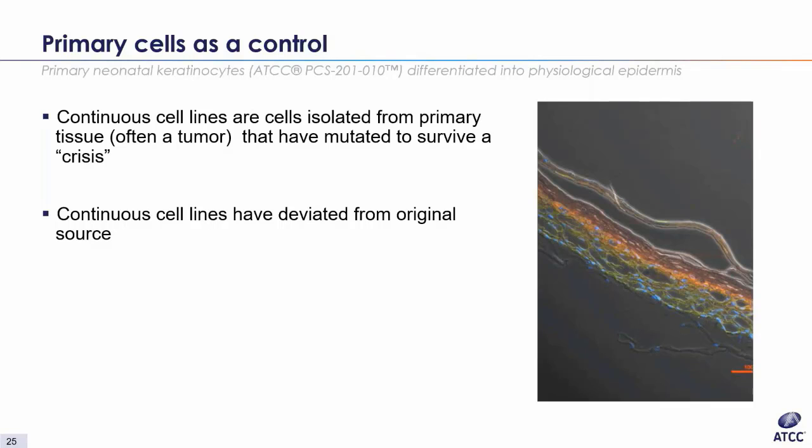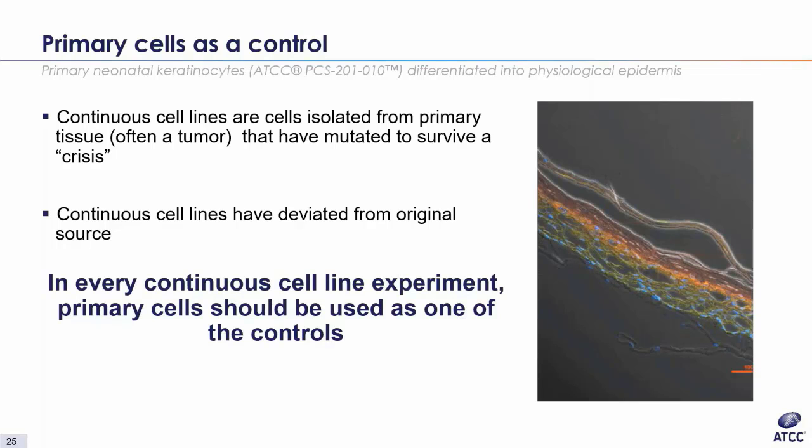As a final note regarding choice of cell model, continuous cell lines are derived, again, from a tumor or mutated in some fashion, such that the cell has deviated from its original source. So in every experiment involving continuous cell lines, the corresponding primary cell should be run as a control. That way, if you observe a specific effect during your experiment, you can be sure the results are valid and not an artifact of the tumor or mutation. So the take-home is: use primary cells as controls when at all possible.